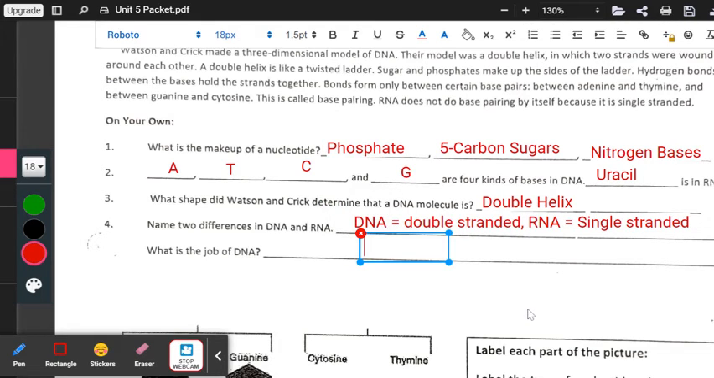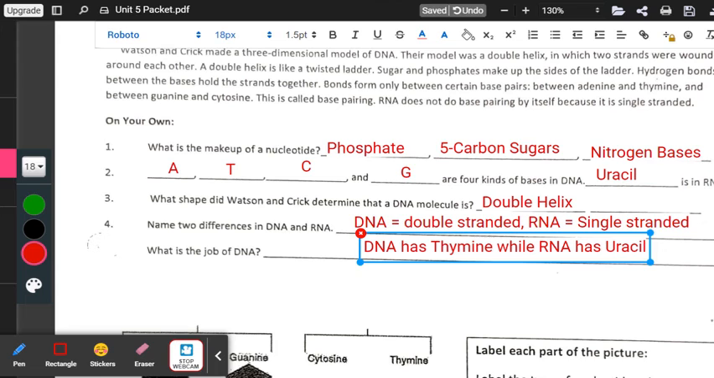Okay, another difference between DNA and RNA could be the type of sugar. You could have put deoxyribose instead of ribose, or you could pick which nitrogen bases. So you could put DNA has thymine, while RNA has uracil. Really, you could put their functions, which we'll learn about in another video. Anything that you notice that is a difference is welcome to go in that blank.